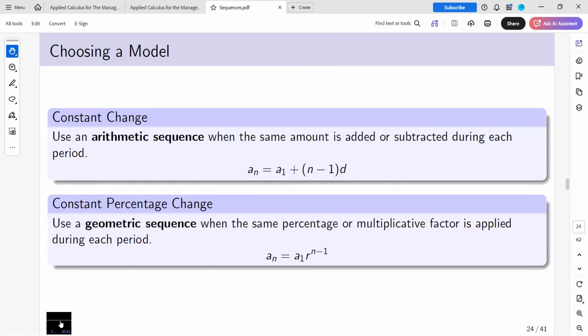A fixed numerical change indicates an arithmetic model. A fixed percentage change indicates a geometric model. Dollars added and percentages multiplied may sound similar in a sentence, but their long-run behavior is very different.